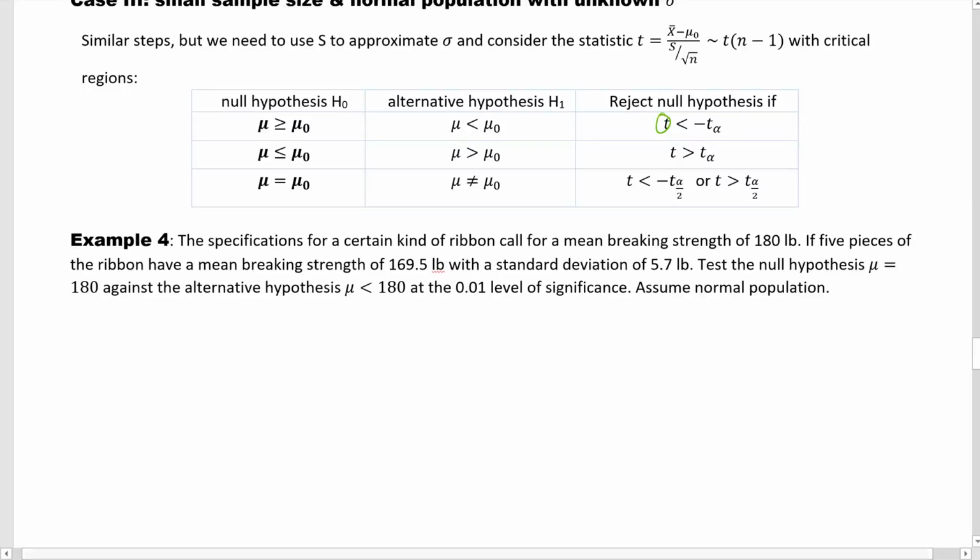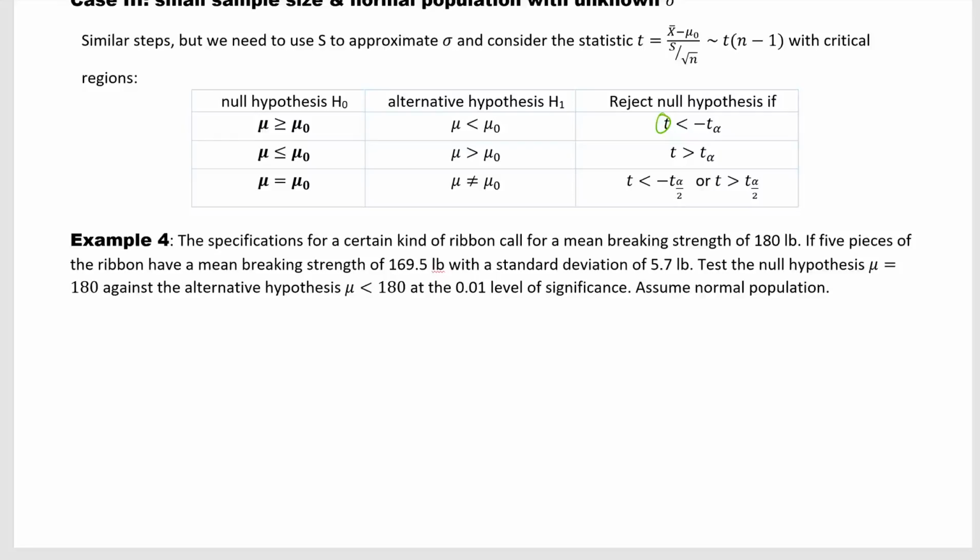A specification of a certain kind of ribbon calls for a mean breaking strength of 180 pounds. If 5 pieces of ribbon have a mean breaking strength of 169.5 pounds with a standard deviation of 5.7 pounds, test the null hypothesis mu equals 180 against the alternative hypothesis mu less than 180 at a 0.01 level of significance. Assume normal population.